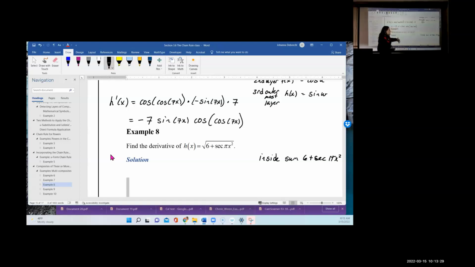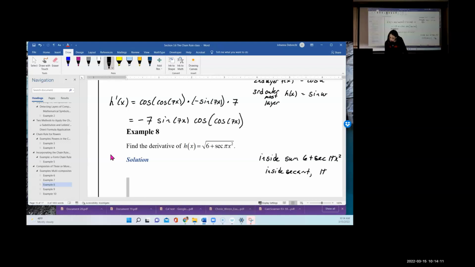This time, it's not a composition within a composition. It's a sum in a composition. And within the sum, a part of the sum is also a composition. Not the whole thing, but just one part of it. Secant has an inside function, and inside secant is pi of x squared. So this is not quite like an onion. This is more like an onion with two centers in it. All right. So what are we going to do? We also have this square root here, and then we have inside secant.